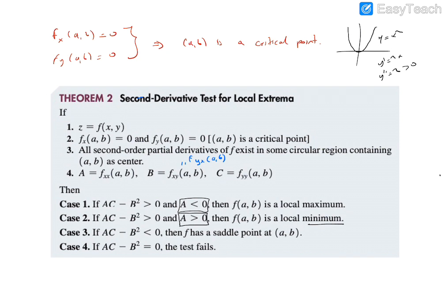If AC minus B squared is 0, the second derivative test fails, okay? You cannot use the second derivative test. In such a case, we analyze by using different strategies, but in this course, we will not discuss that strategy.